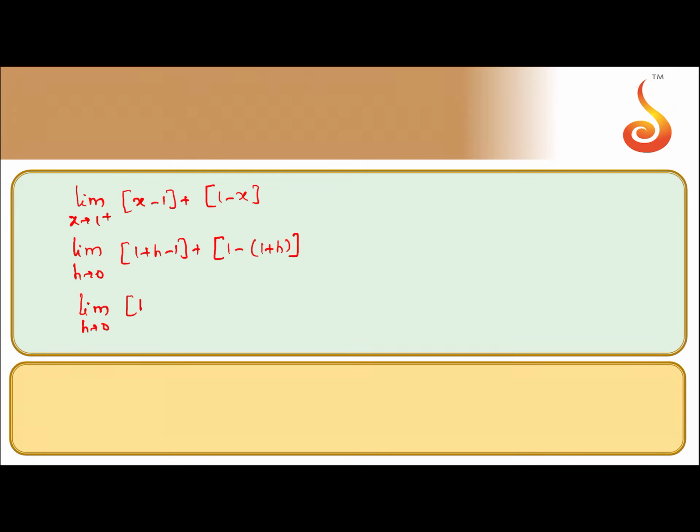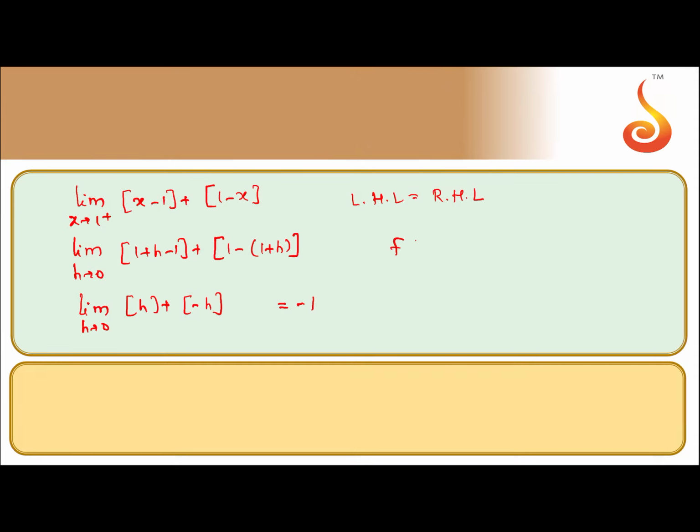Let us calculate right hand limit. So limit x tending to 1 plus greatest integer of x minus 1 plus greatest integer of 1 minus x. Again, same way, limit h tending to 0, we get 1 plus h minus 1. So 1 minus 1 plus h. So limit h tending to 0, we get greatest integer of h plus greatest integer of minus h. Similarly, we'll get as minus 1. So what we observe? Left hand limit is equal to right hand limit.